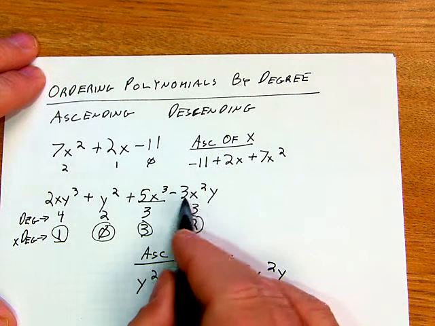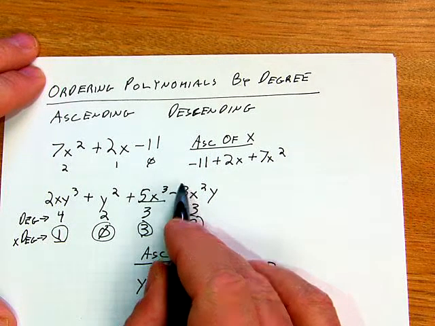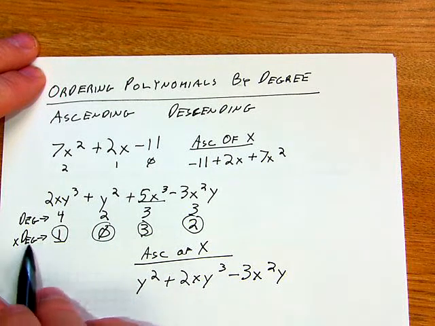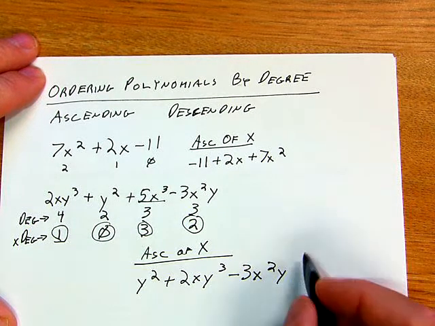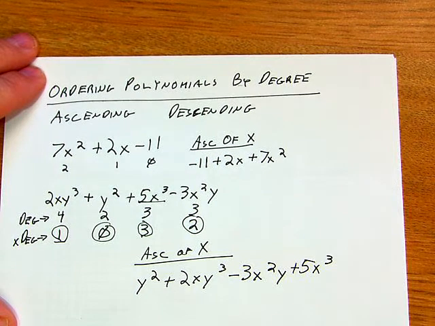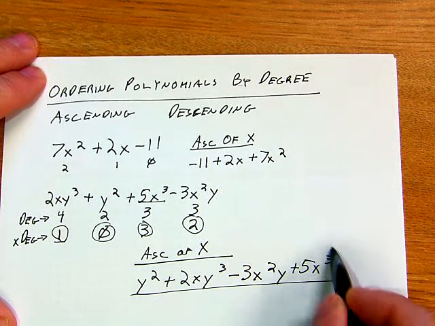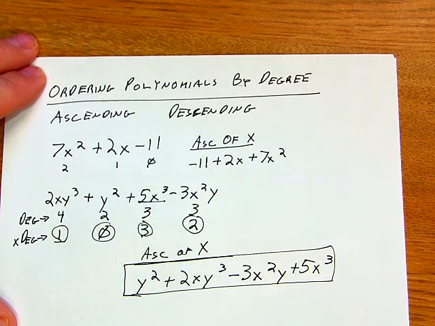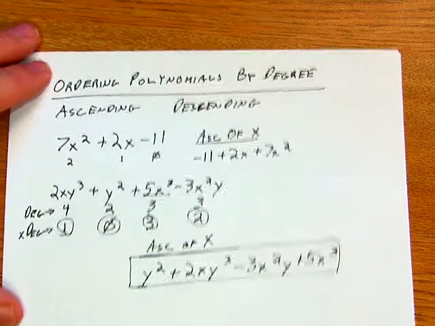I got that from this term right here. And then finally, the largest degree of x is 3, so we add 5x cubed. And that would be our answer to the ascending order of x degree of x.